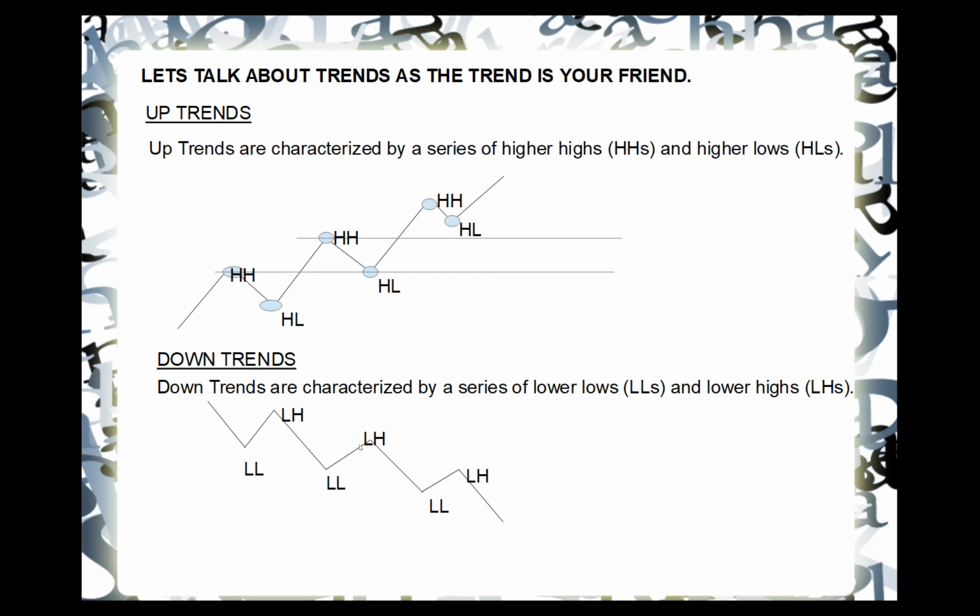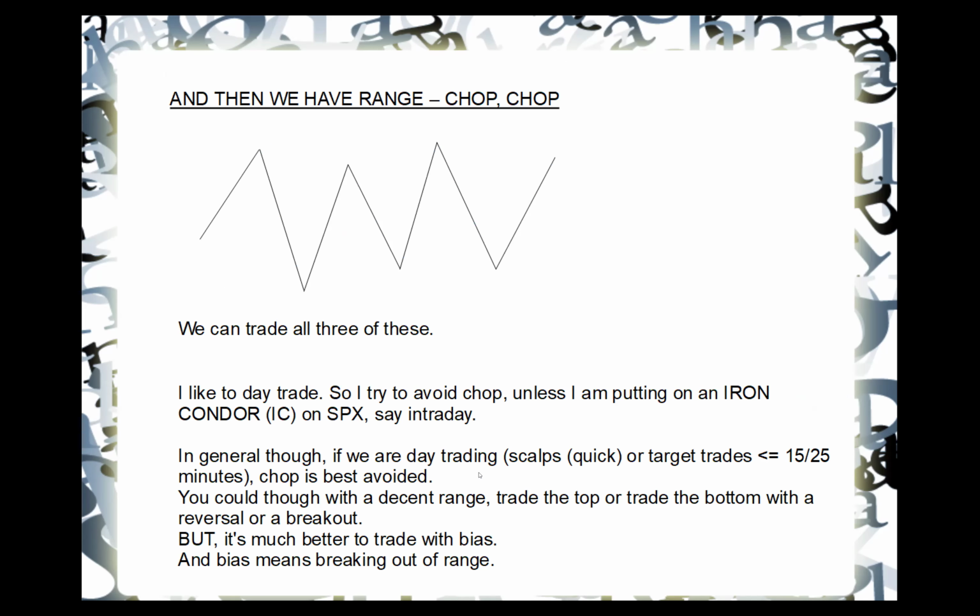And then conversely, you have a downtrend. Downtrends are characterized by a series of lower lows. So lower low, lower low, lower low, lower high, lower high, lower high. And then we have range, chop chop. And these are the 3 types of price action that we're presented with.